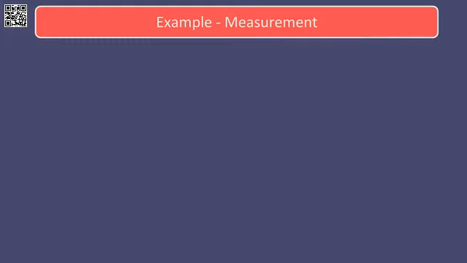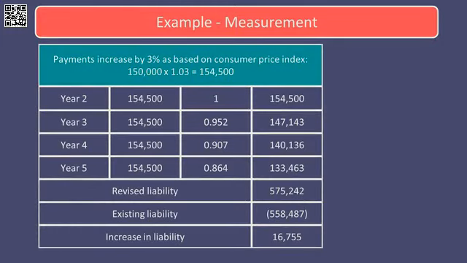Now let's imagine that we move into year 2 of the agreement. And in this particular agreement, we see that the payments are based on a consumer price index, and that consumer price index has increased by 3%. And therefore, rather than the payments of $150,000 that we had last year, we now have payments going forward of $154,500. And we have 4 years left to run.